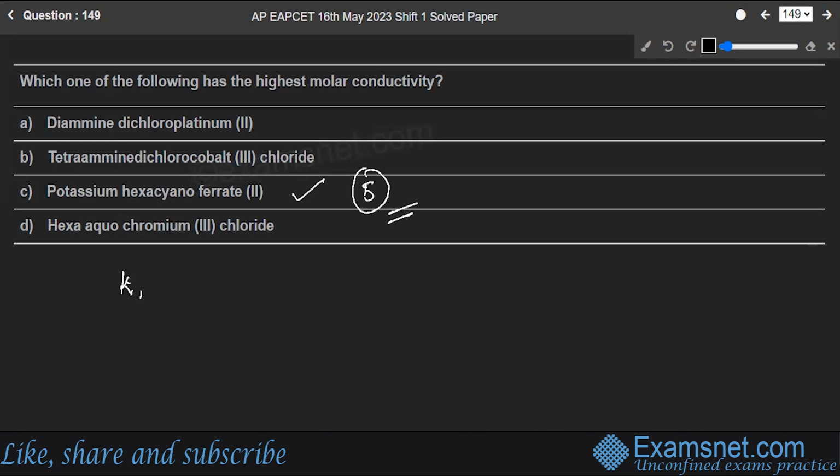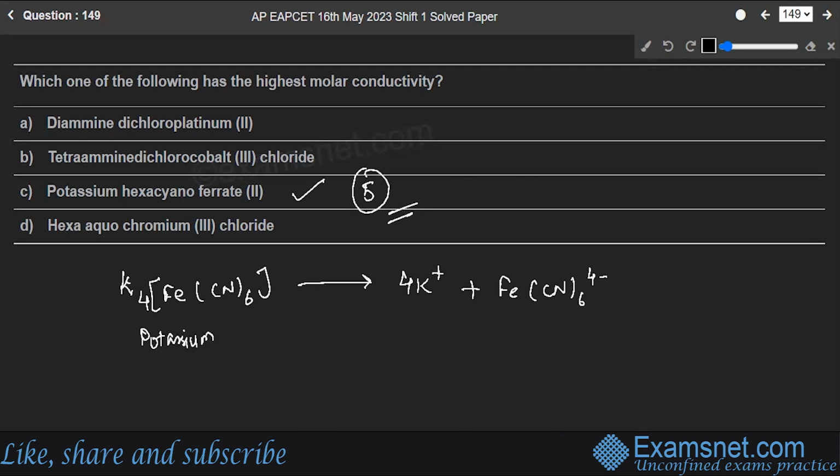Let's see. This is K4FeCN6, which gives you 4 K plus ions plus FeCN6 4 minus. This is your potassium hexacyanoferrate. So you have C option as the right answer. Hope you understood. Next is question number 150.